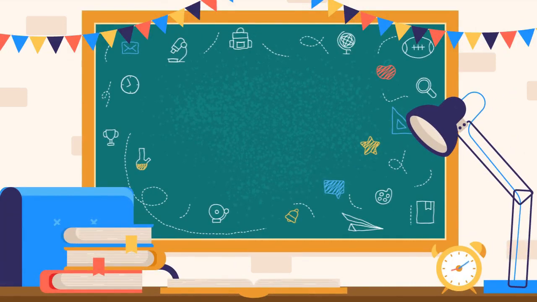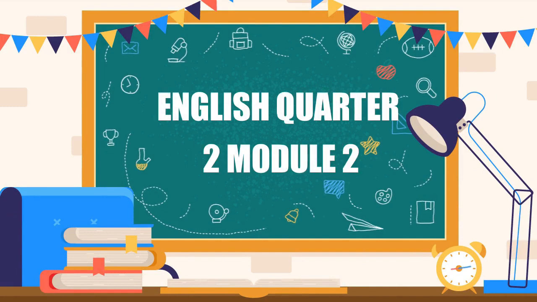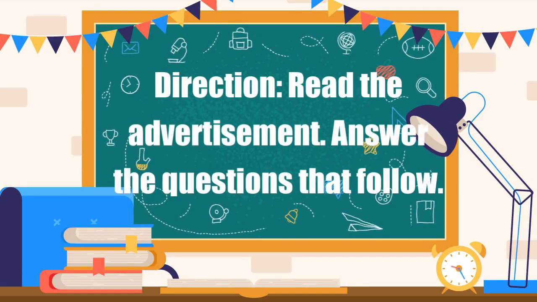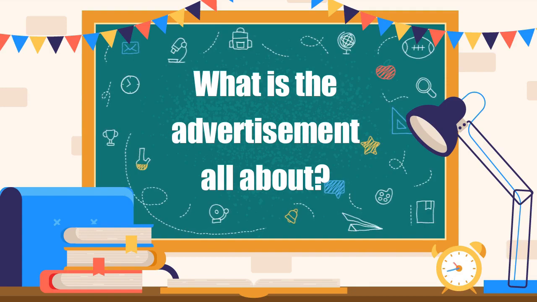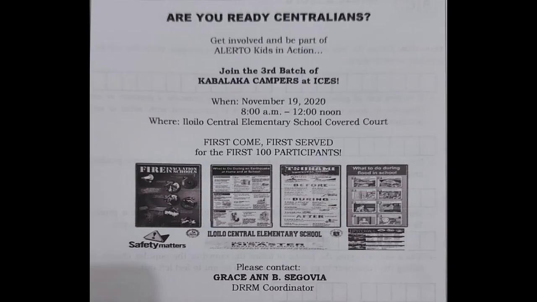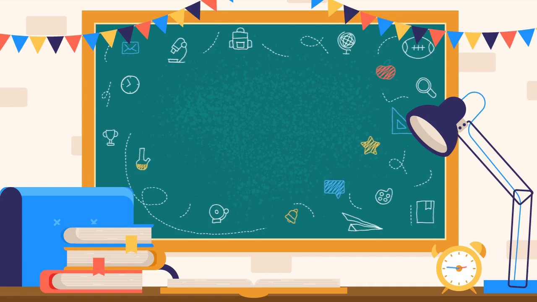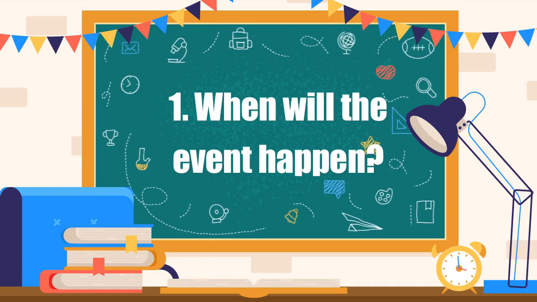Turn to page 23 on your English module, quarter 2 module 2 for our exercise. Direction. Read the advertisement and answer the questions that follow. What is the advertisement all about? Kitties, are you ready? All right, number one. When will the event happen?